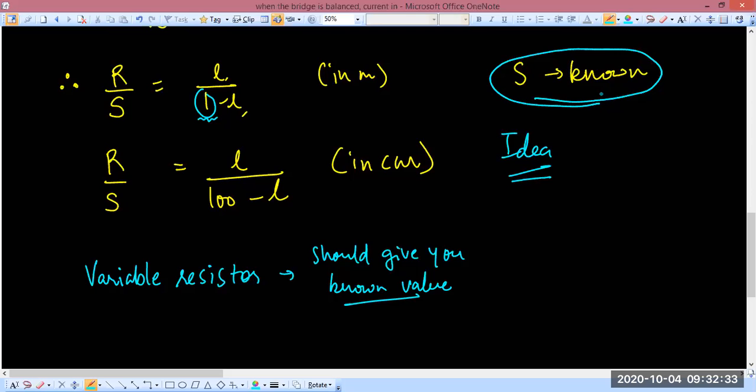If you don't know any resistor, you can only find the ratio, as you can see, right? If you don't know anything, you can only find this ratio, that's it. Clear?